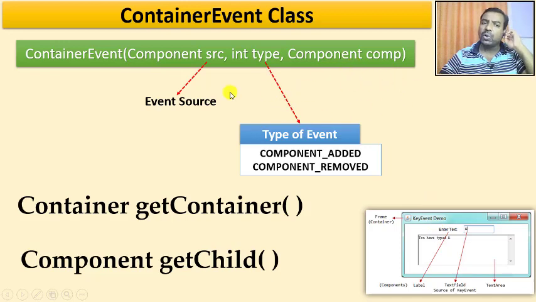Hence, if I want to know the container, I just use the method getContainer. And if I want to know what component was added, and get its reference, I am going to say getChild, because when I have a container, whatever component you put here, we can call it a child because it will be inside that container. Hence, we say getChild to get to know what component has just been added or recently removed.